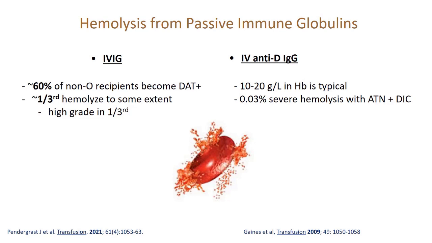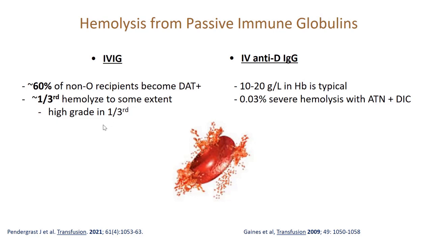And this is peculiar to people getting high dose treatment who are themselves not blood group O. So it's the A's and B's and ABs who are susceptible to this. 60% of people getting high dose IVIG who are not group O will become DAT positive for the relevant isoagglutinin that their red cells are attracting. And a third will hemolyze to some extent, with a third of that third doing so severely.